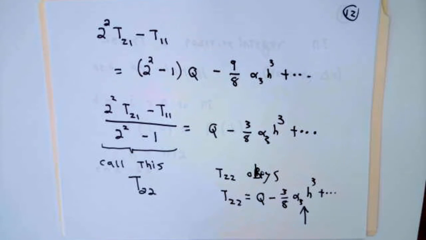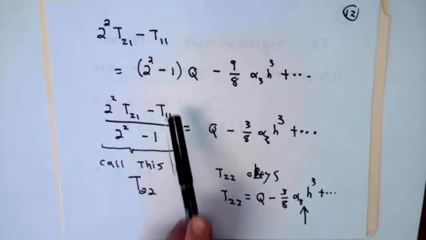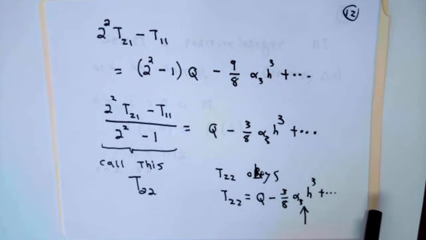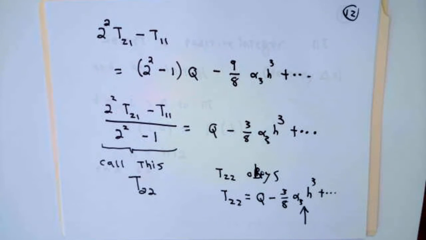So if you do the subtraction, 2 squared times T21 minus T11 is 2 squared minus 1 times the true value, minus the quadratic term in h cancels out, and I get something that starts off with h cubed instead. We'll call this quantity T22. T22 is the true value minus some quantity of order h cubed. This should be even more accurate than the things we were doing in the preceding column.